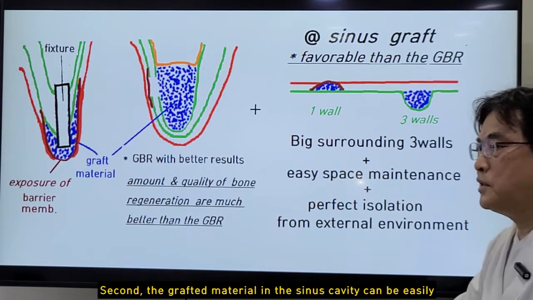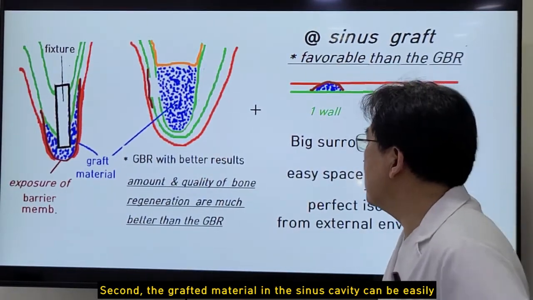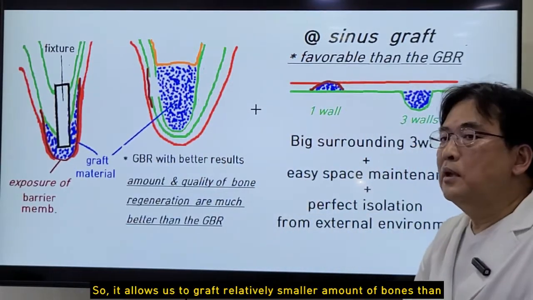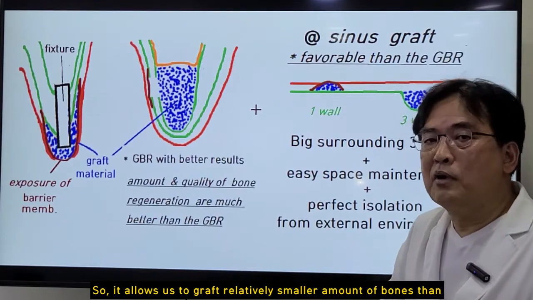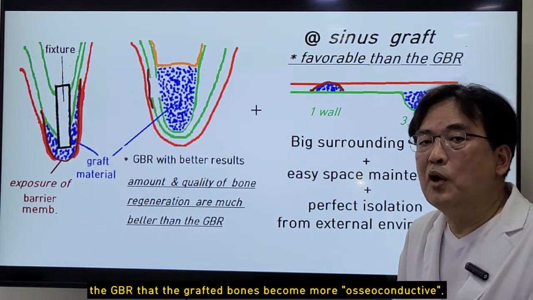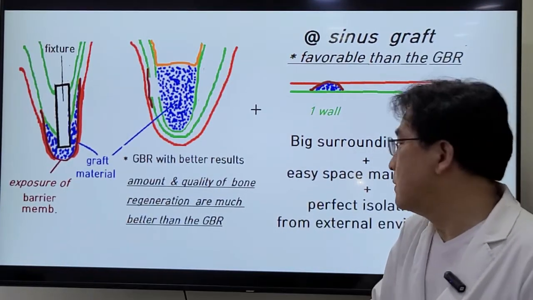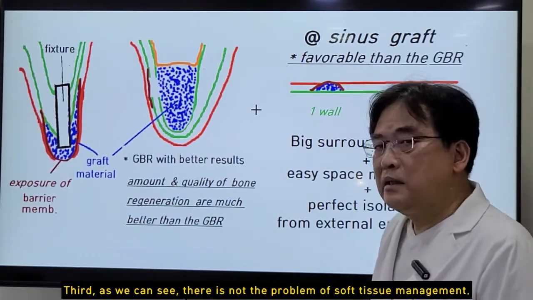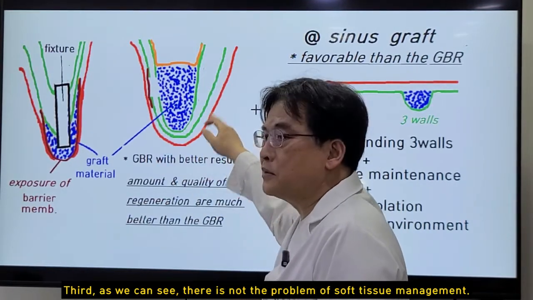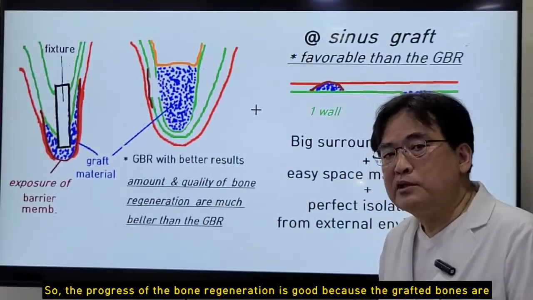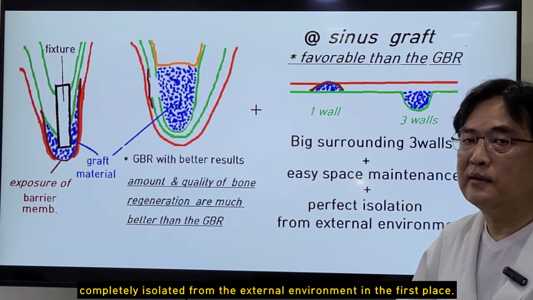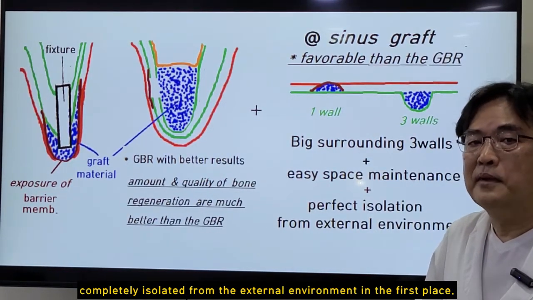Second, the grafted material in the sinus cavity can be easily maintained and protected thanks to the surrounding bone walls. So, it allows us to graft a relatively small amount of bone compared to GBR. The grafted bones become more osteoconductive. Third, as you can see, there is no problem of soft tissue management. So, the progress of bone regeneration is good because the grafted bones are completely isolated from the external environment in the first place.